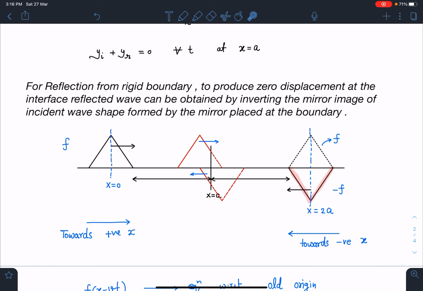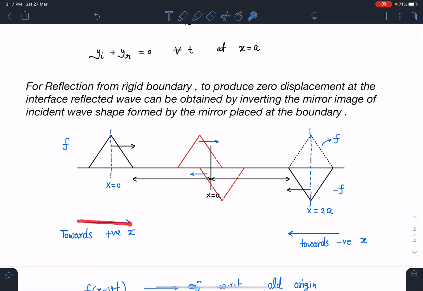Whenever we have to obtain the reflected wave equation, whatever the shape is, take its mirror image about the junction, about the medium interface, and invert it for a rigid boundary. Then you can see it is equivalent to this situation, because the time in which this will reach here, in the same time this will reach this point, and it will satisfy the boundary condition that this particle is at rest. So this is how we draw the shape of a reflected wave from rigid boundaries.